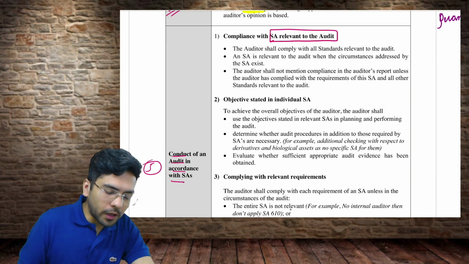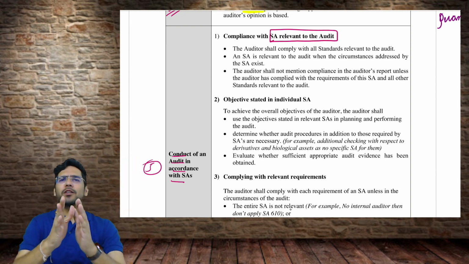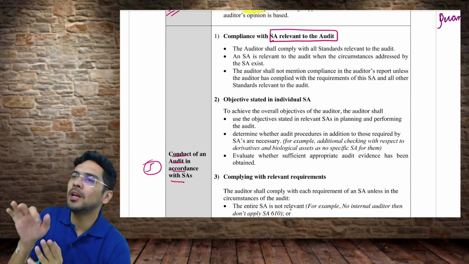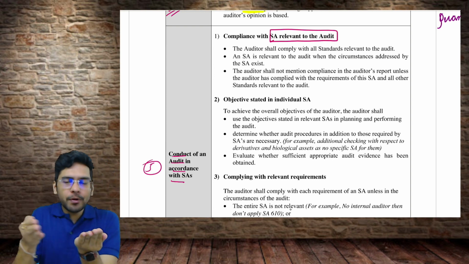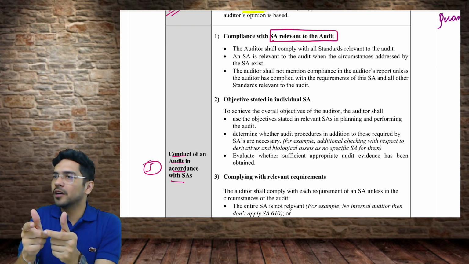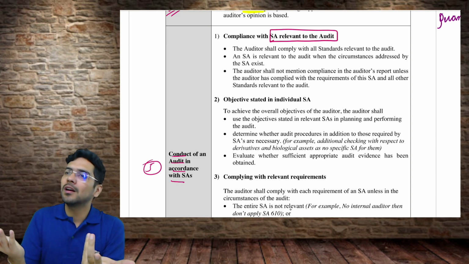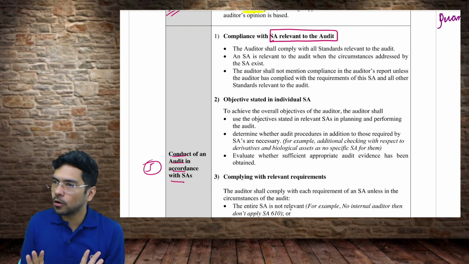Now, let me just give you one example. Let's say there is one standard, SA 510, on opening balances. But I have been auditing this entity for the last 3 years, so I'm not much worried about the opening balances. So SA 510 will not be relevant to my audit. Are you all okay with this?